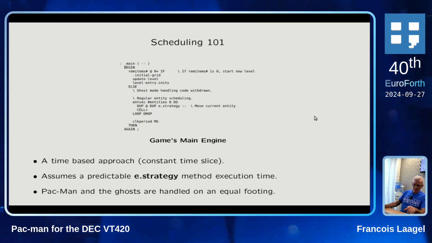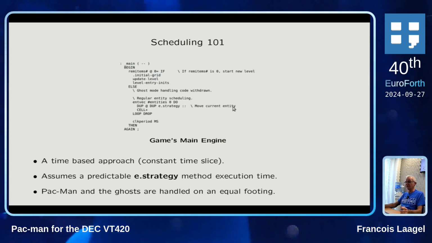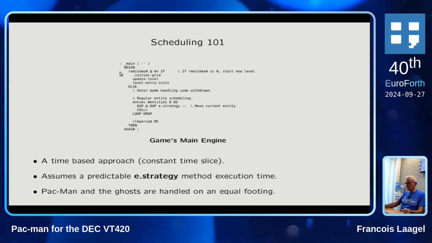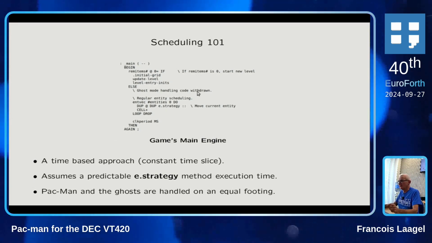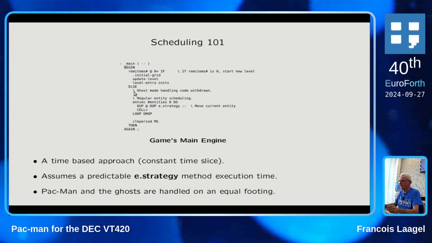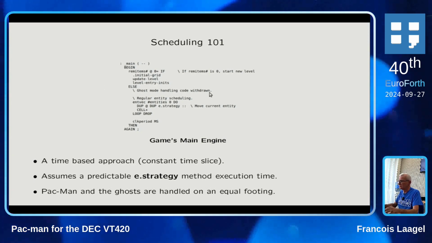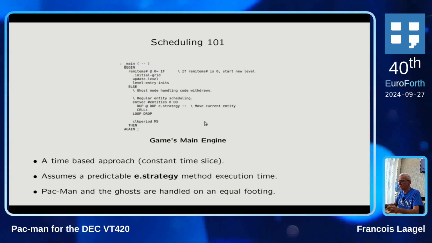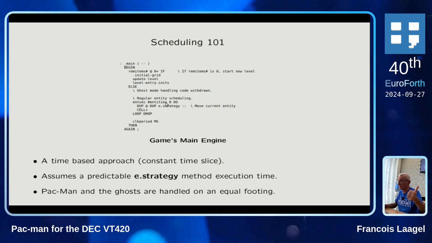Basic scheduling. It's a loop. It's really very, very simple. Begin again until you're dead. I have omitted some code here because it would obscure the message. But essentially, for each entity, Pac-Man first, then each of the ghosts, you call the strategy routine.